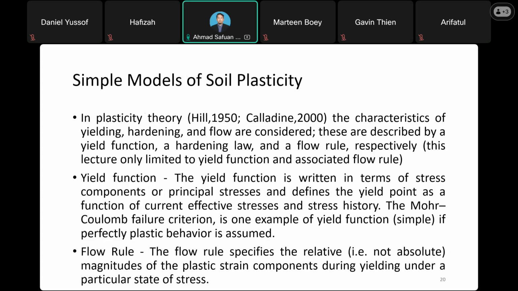Okay, so the Mohr-Coulomb is the simple approach used to identify the yield conditions. The flow rule specifies the relative magnitude of the plastic strain components during yielding under a particular state of stress. So the flow rule is more related to the plastic strain components.